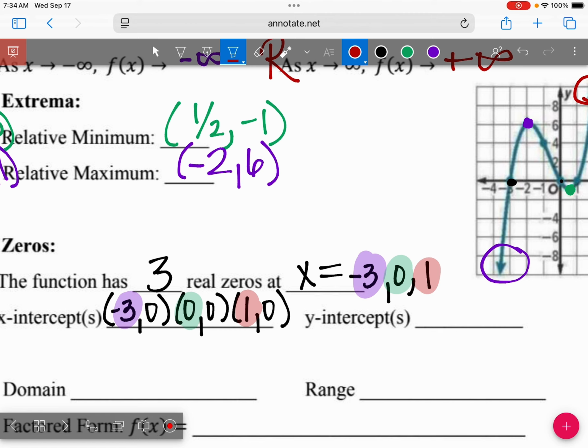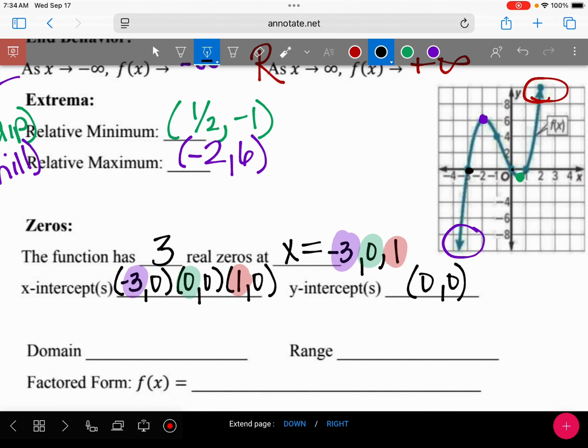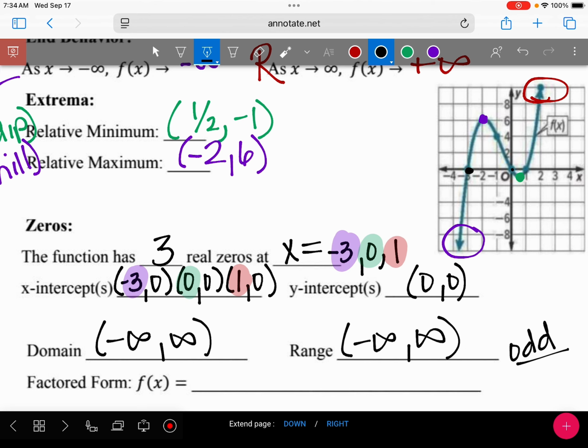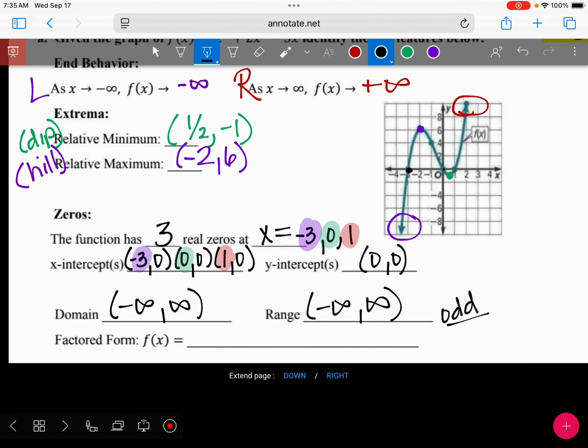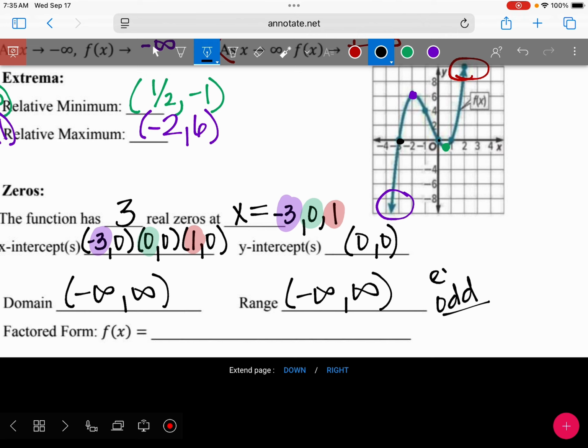All right, what about the y-intercept? Where does this cross the y-axis? It looks like it crosses the y-axis at 0, 0 also. Whenever it crosses at the origin, that's the x and the y-intercept. Okay, every single odd degree, if it's odd, your domain and range will be all real numbers. So odd degree functions are very easy to do. Every odd degree has that domain.